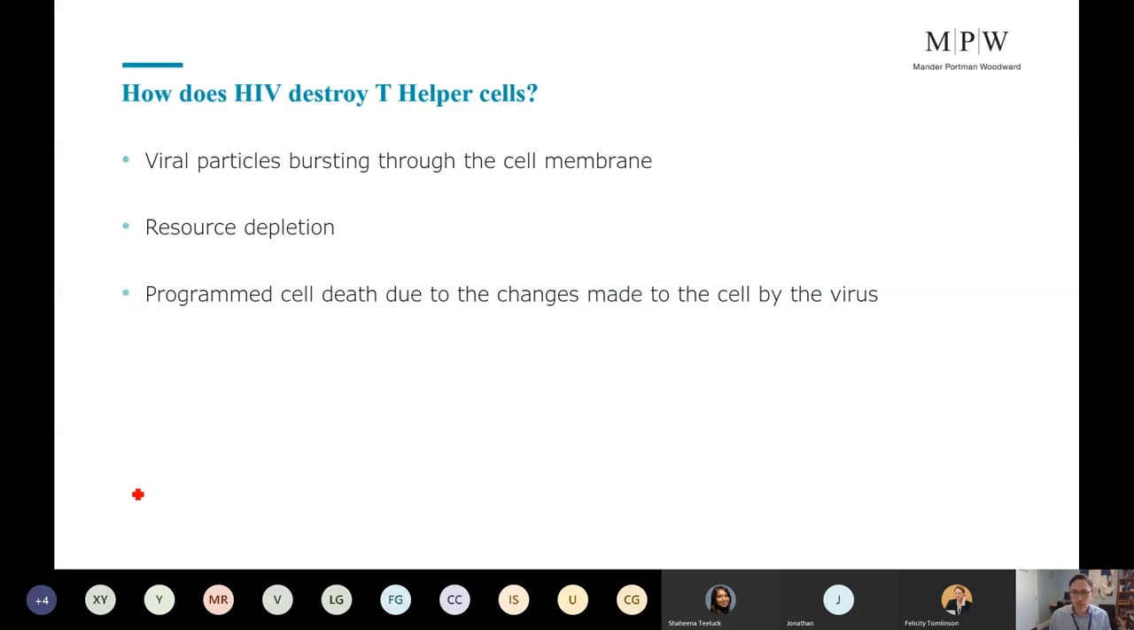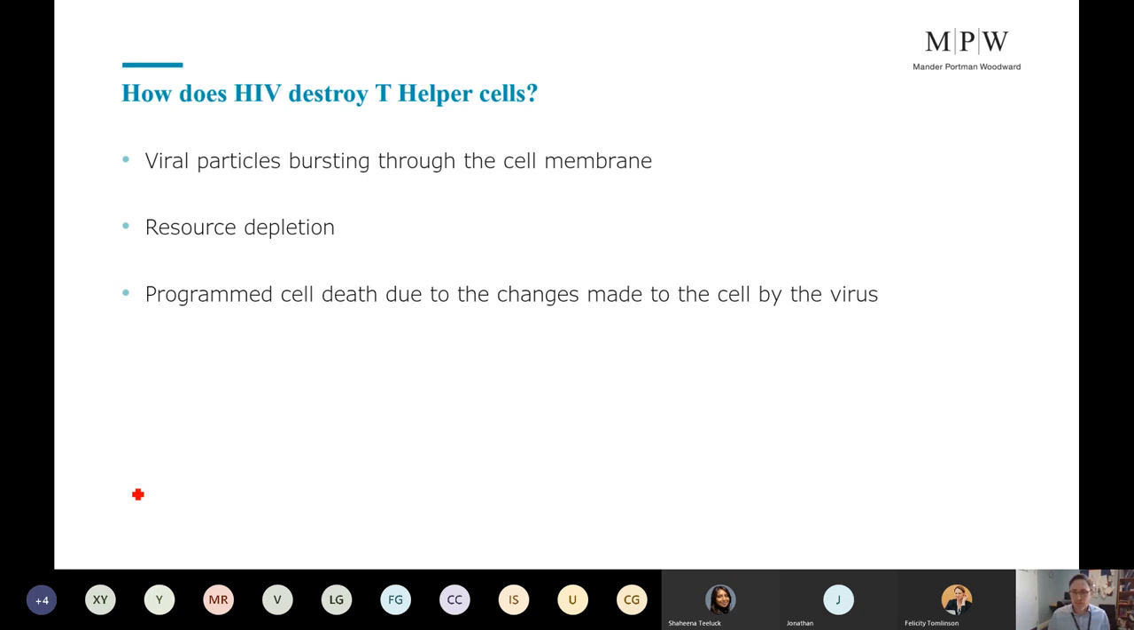And then sometimes, and this is being found more recently by scientists, because of the integration of the viral genetic code into the host cell genome, it can induce the cell to destroy itself. So the cell knows that something isn't quite right. It knows it's been hijacked sometimes. And it can basically flip the self-destruct switch. It's known as apoptosis, basically a self-destruct mechanism. And that means that it's another way that the cell can be destroyed.